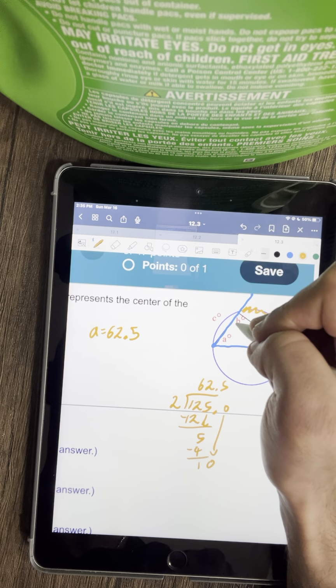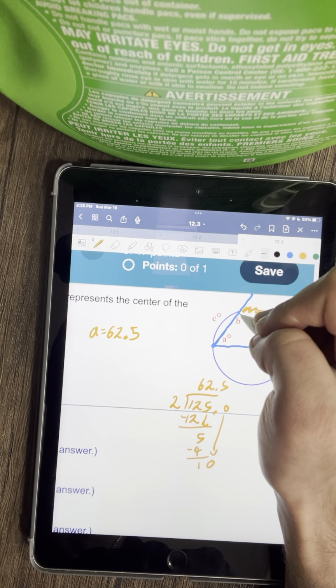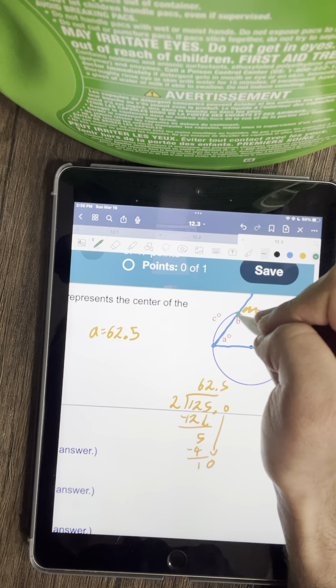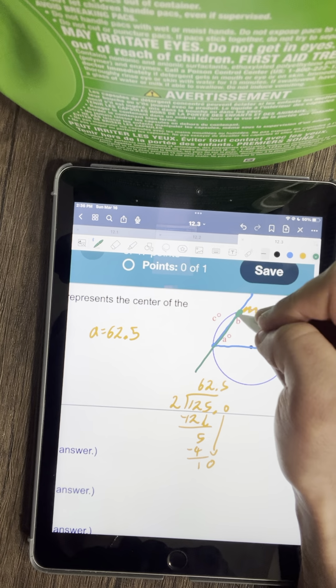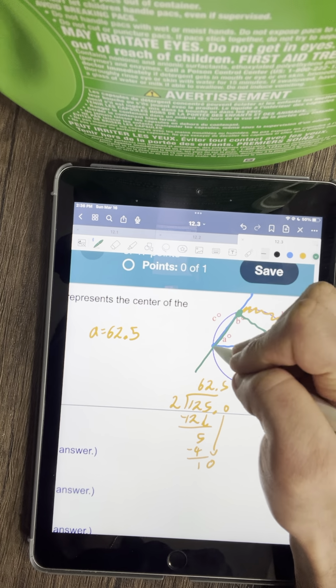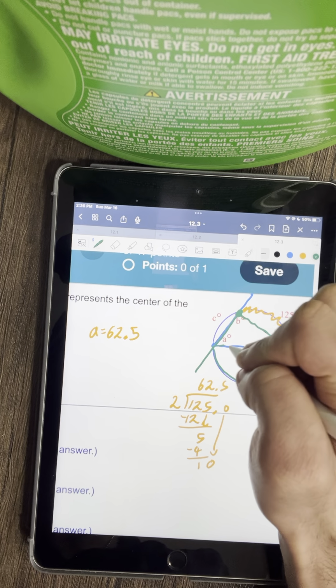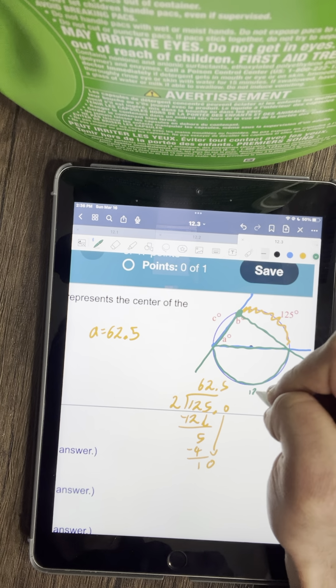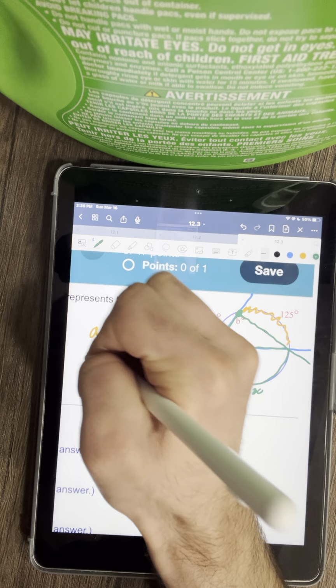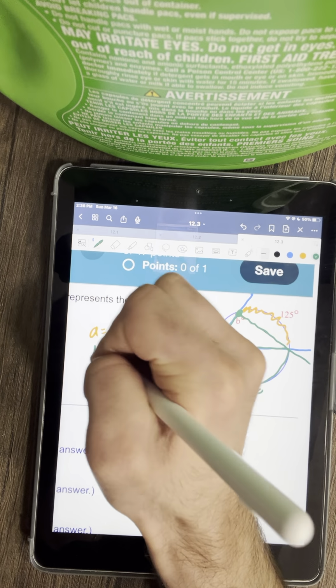My B is going to be half of its intercepted arc. So my B starts here and it goes here and it goes onto there. And what is this? This is a semicircle, right? Because this is the diameter. So what is half of 180? 90. So B is equal to 90.